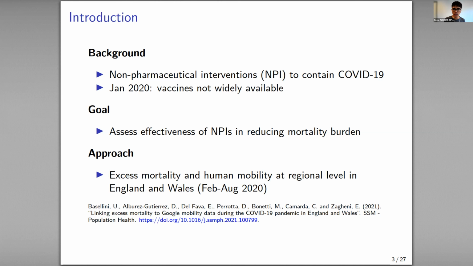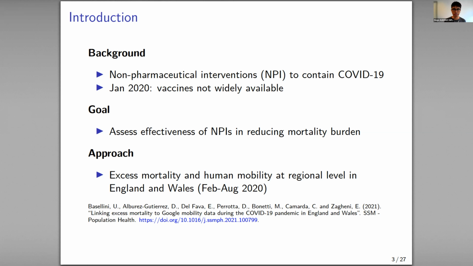So we started this project around July 2020, and by that time enough time had passed from the start of the pandemic that we already had some data that we could use to approach this problem that we faced, which was the question of the effectiveness of the NPIs, the non-pharmaceutical interventions, for reducing the mortality burden associated with the pandemic. And so some time had elapsed, but not enough that traditional data sources could give us a sense of how people's behaviors had changed in terms of how they were moving.